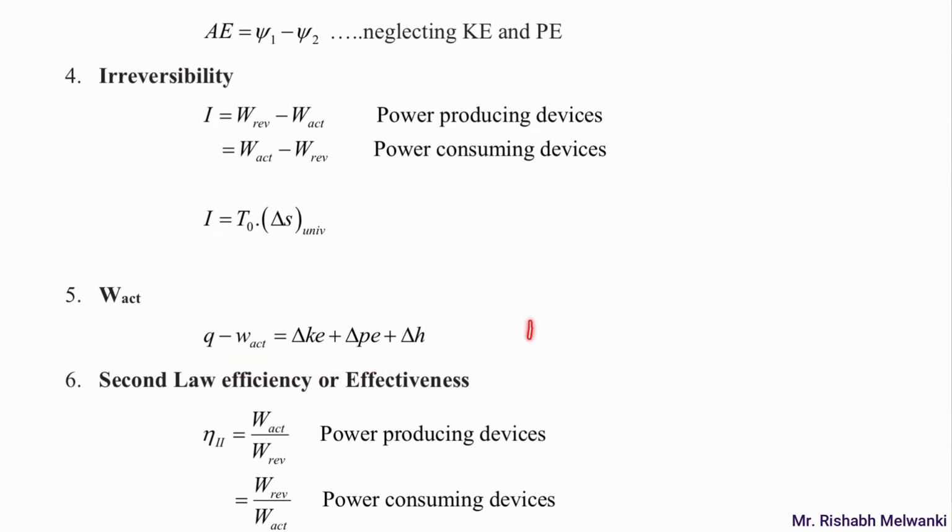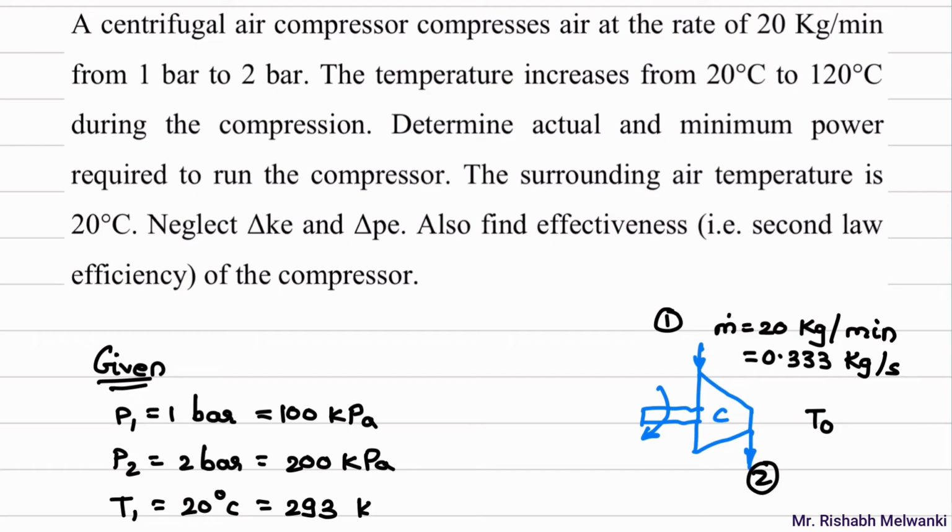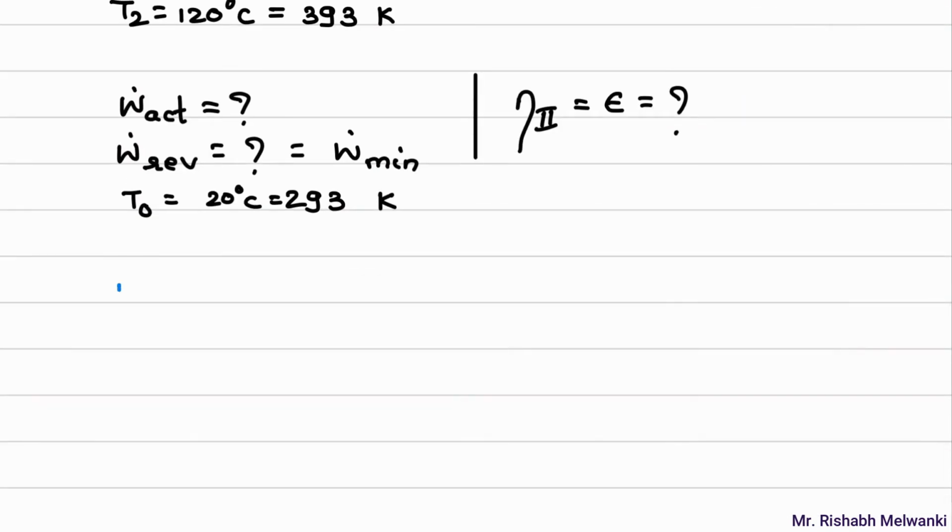But since mass flow rate is given, what equation will we use? Q dot minus W dot actual is equal to m dot in bracket change in kinetic energy plus change in potential energy plus change in enthalpy. In the question it is mentioned we have to neglect change in kinetic energy and change in potential energy. The first part of the question is finding the actual power required to run the compressor. So the first question is actual power.